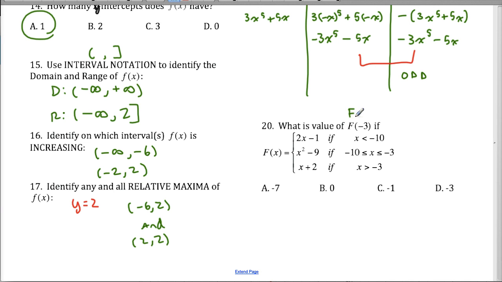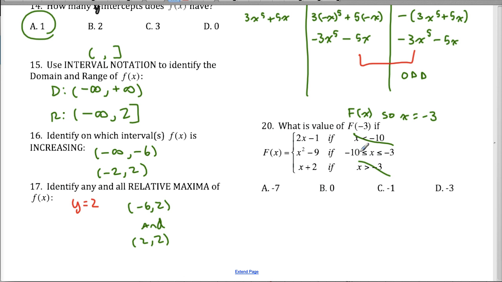Okay. Moving on to number 20, f of negative 3, right? So f of x, and so x is negative 3. So this is a piecewise function, and it's telling me which one to plug it into. So if x equals negative 3, which one do I plug it in? Is negative 3 less than negative 10? No, so don't plug it in there. Is negative 3 greater than negative 3? Nope, don't plug it into that one.